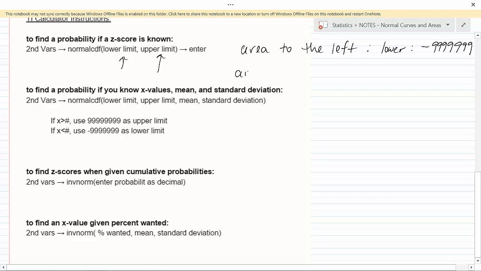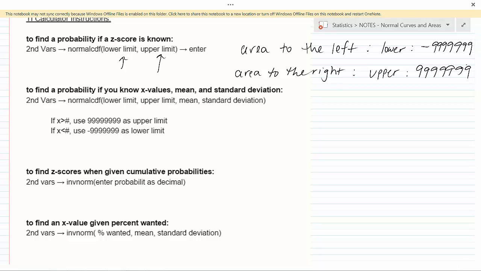If you're looking for area to the right, your lower bound is going to be that z-score value, and your upper bound is going to be like 99999, however many. Because here what you're saying is you know that the asymptotes of the normal curve go out forever to the left and to the right. But if you're plugging in a lower bound, say, of negative 9999999, any area that's further to the left of that is going to be so minimal that it's not going to make a difference in your final answer. So that's why I'm using these bounds.